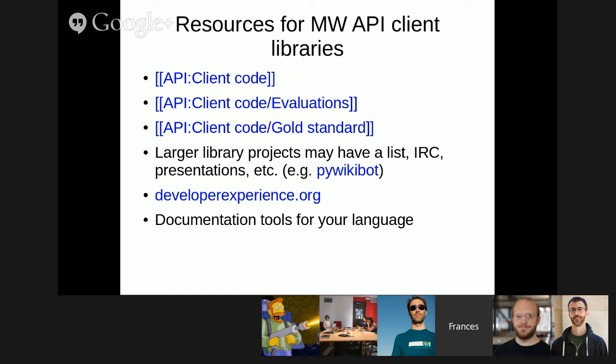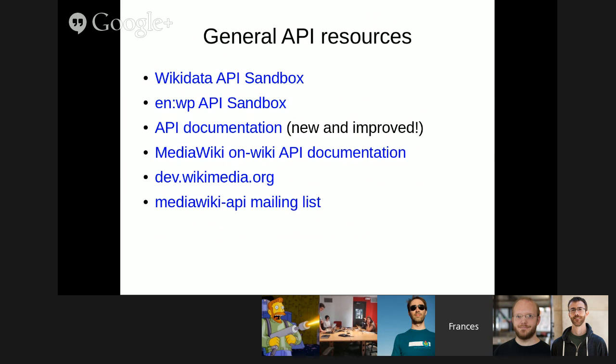Larger library projects might have a list or IRC. There might even be presentations about how to use them, by Wikibot, for example. Developerexperience.org has a lot of good links on thinking about developer experience, because developers are people too, just like software users are. And you can also look up documentation tools for your language. General API resources, the API sandboxes, are a really great place to help get your head around how it works and what the options are.